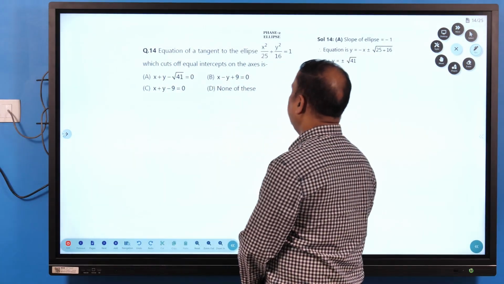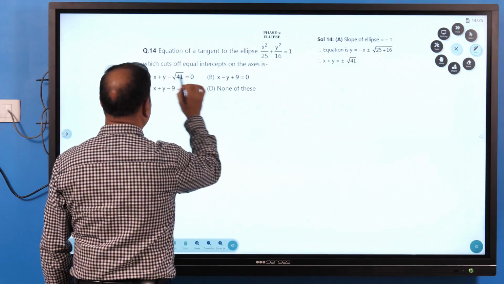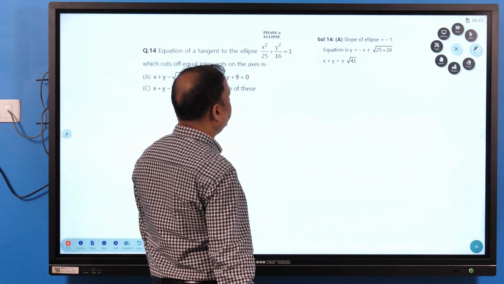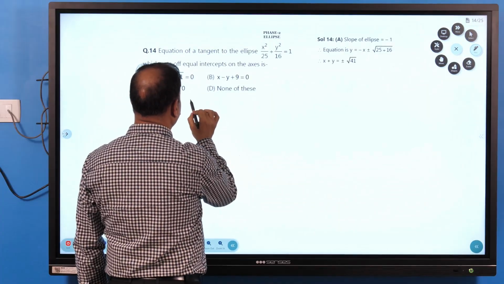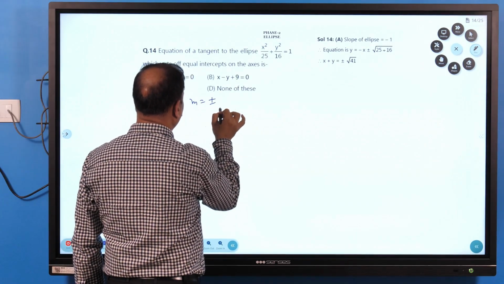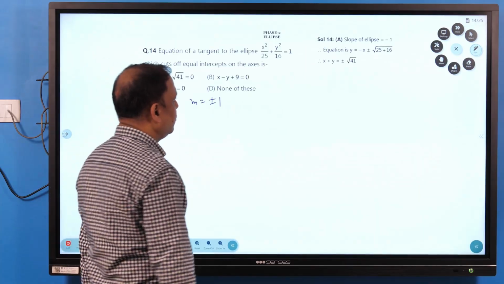Come to question number 14, exercise 2, phase 2, ellipse. Equation of tangent to ellipse which cuts off equal intercept with the axis. So here, which cuts off equal intercept with the axis, that means m can be plus minus 1, not only just plus 1. So m can be plus minus 1.